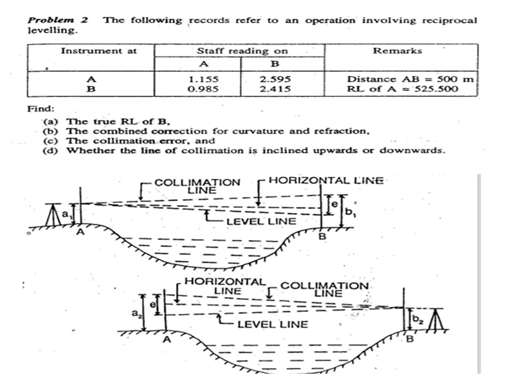Then again we are going to solve another problem where the instrument setup is near A and the staff positions were A and B, and the distance between A and B is 500 meter and RL of A is given as 525.5 meter, and we are supposed to calculate the true RL of B and the combined correction for curvature and refraction and the collimation error, and we have to see whether the line of collimation is inclined upward or downward. So this is the figure.